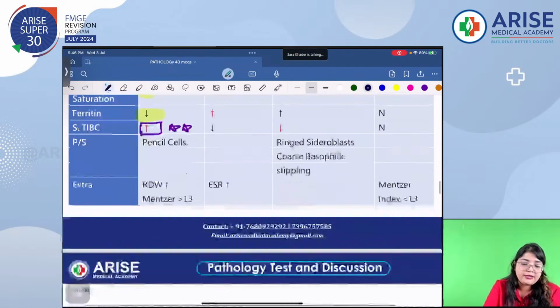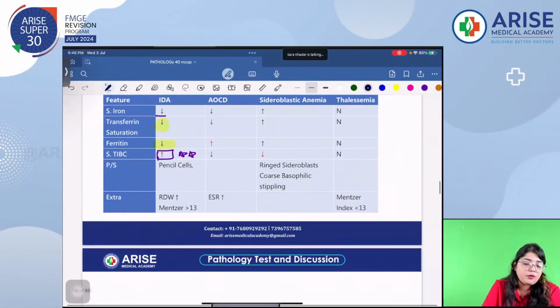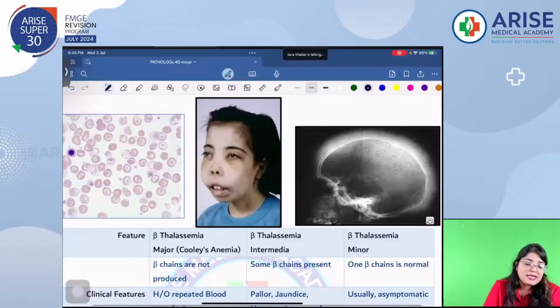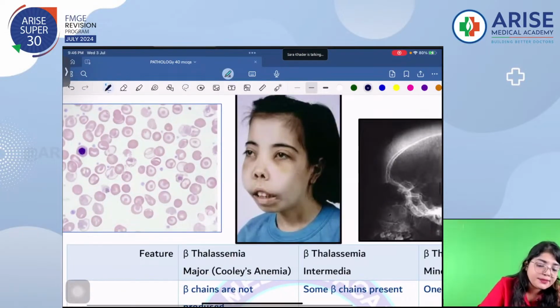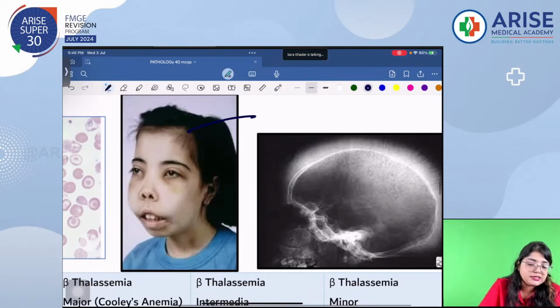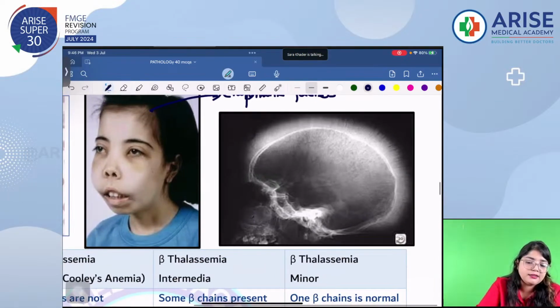Very good. Okay. Go through this table. Very important for the exam. And as you can see, thalassemia shows you the presence of target cells. You have these faces, which are known as chipmunk faces. Okay, chipmunk faces. And you have this crew-cut appearance. That is also seen in sickle cell anemia. Okay, crew-cut.